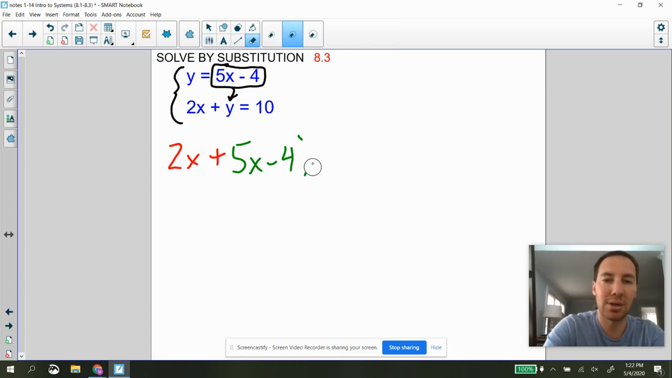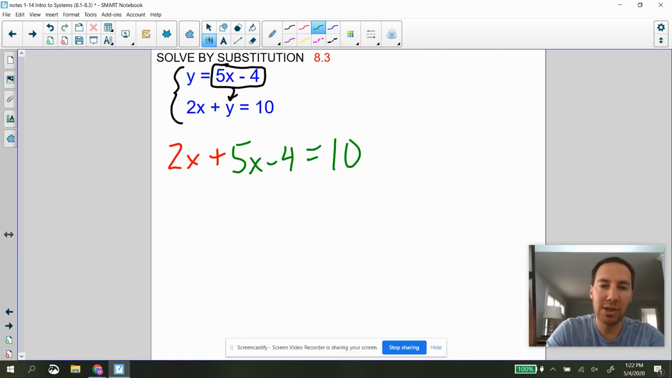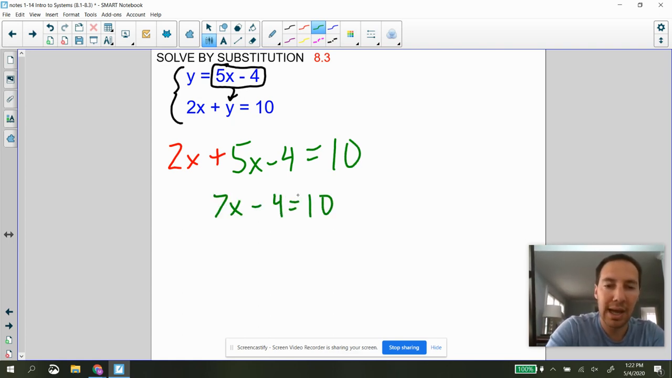Sorry about that. And it equals 10. And now we just solve like a normal equation. 7x minus 4, add 4, 7x equals 14, and of course x equals 2.